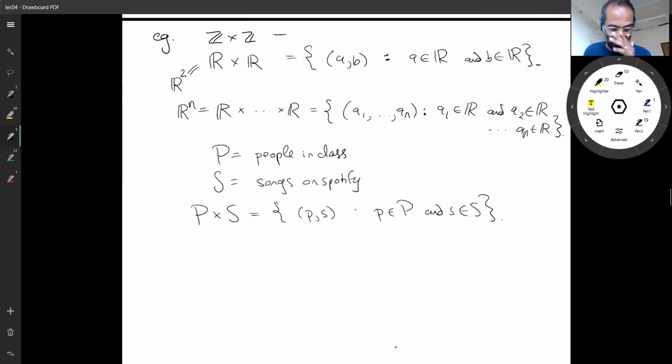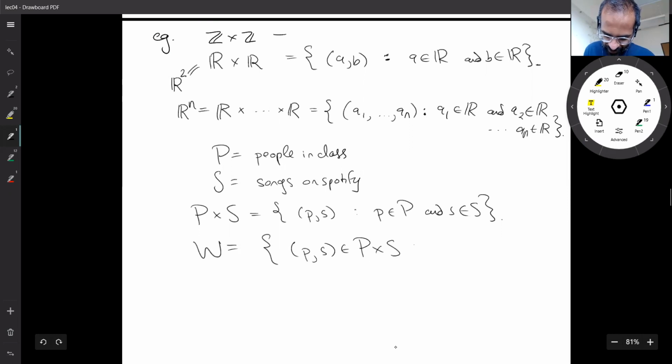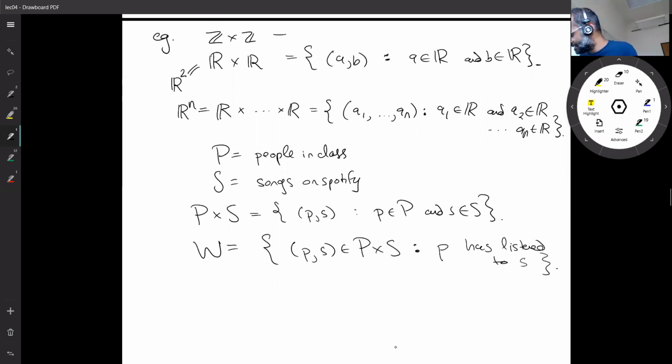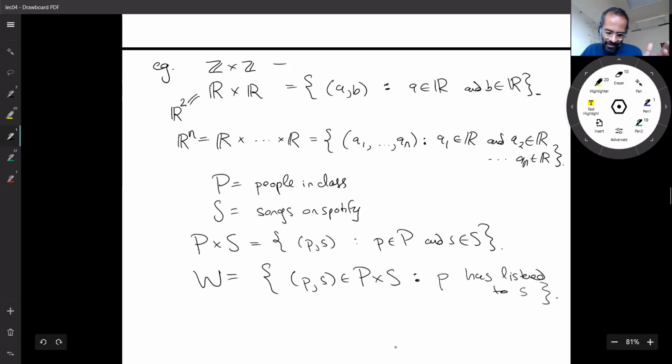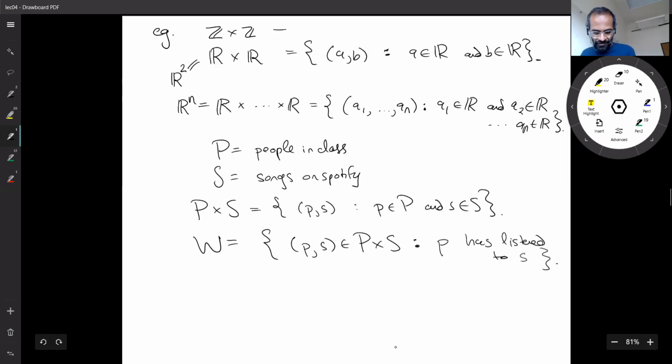This is the type of thing that comes up if you're doing machine learning in some sense. You could define the set W to be the set of all pairs in this Cartesian product such that P has listened to S, etc. So you can combine these operations to describe fairly interesting scenarios, like R^n, the situation with people and songs, et cetera.